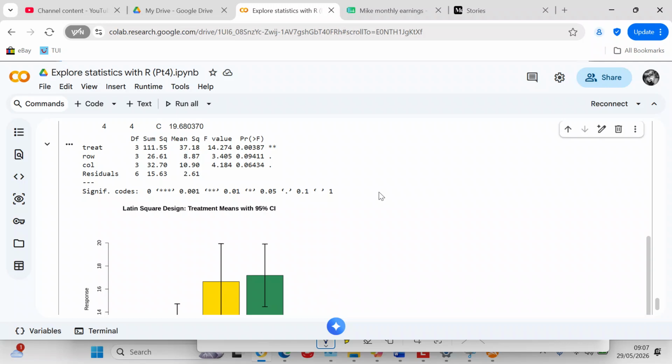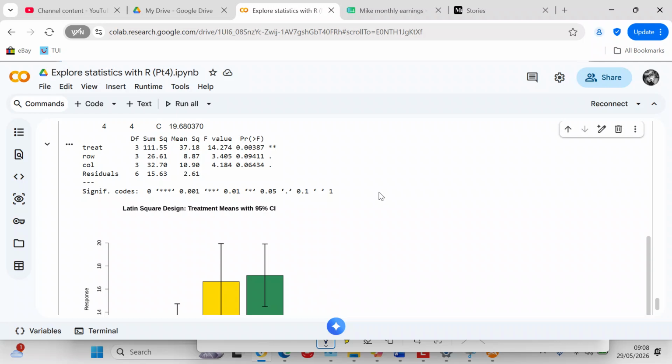And then you have your sum of squares, your mean squared error, your F value, and then your P value. The P value for treat is 0.003. The P value for row is 0.09. The P value for column is 0.06.